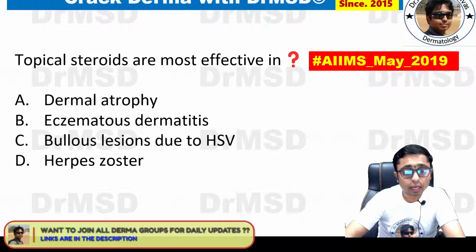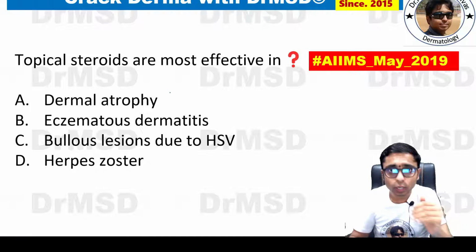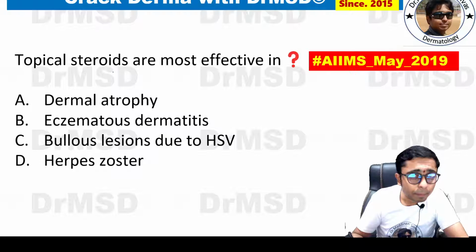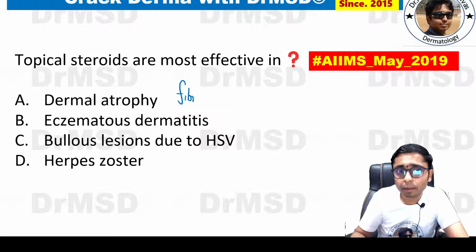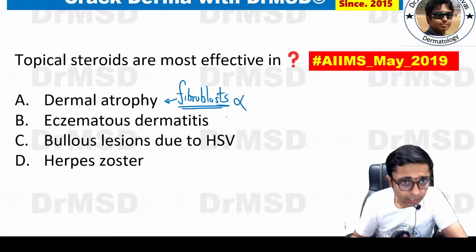This is the next question. Topical steroids are most effective in, and if you look at the options, you can easily at least rule out some if you are not sure about the answer. So dermal atrophy: topical steroids, if they are used for a prolonged period of time, are going to reduce the fibroblast numbers, because of which there is going to be development of dermal atrophy. So option A is definitely not a condition where we use topical steroids.